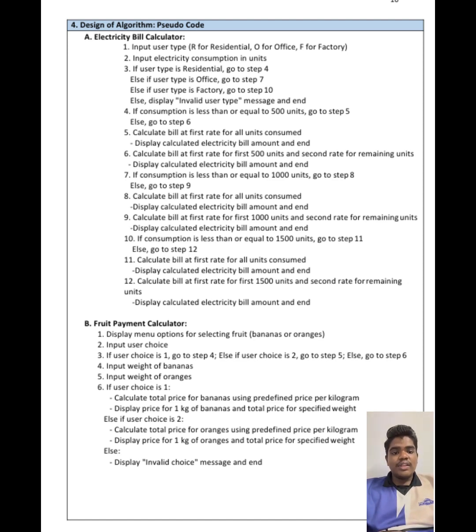The sixth is, if user choice is 1, calculate the total price for bananas using the predefined price per kilogram and display the price for 1 kilo of bananas and the total price for the specific weight. Else, if user choice is 2, calculate the total price for oranges using the predefined price per kilogram and display the price for 1 kilogram of oranges and the total price for the specific weight. Else, we also can display an invalid choice message and end.